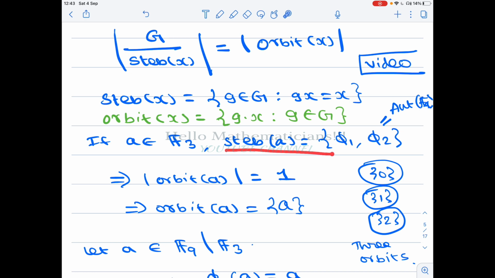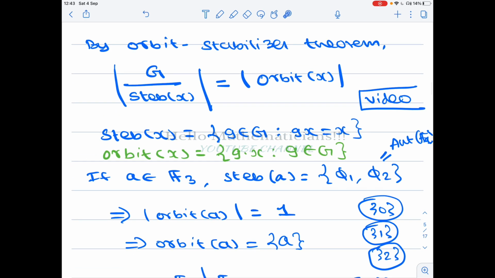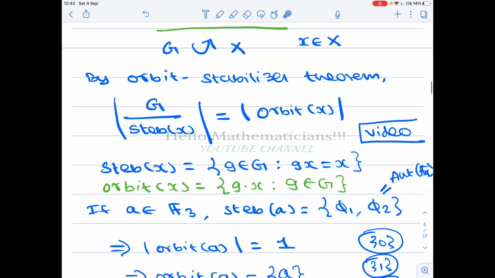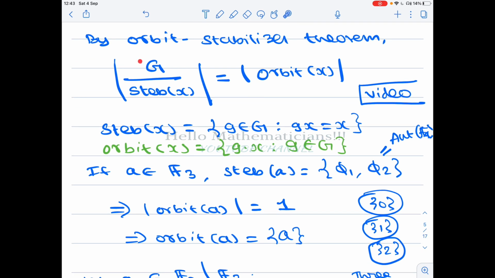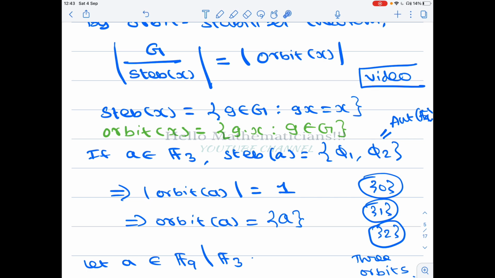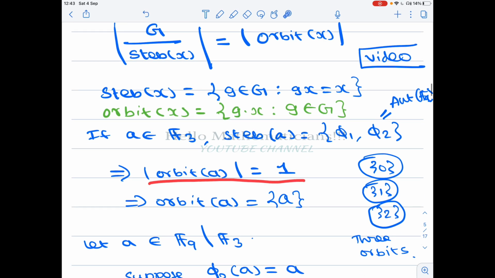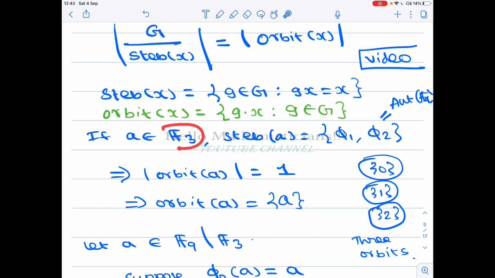Since the stabilizer has cardinality 2, you can use the orbit stabilizer theorem. G, the automorphism group, has only two elements. Now the stabilizer also has two elements. Therefore, the orbit will have 2 by 2, so only one element. So the cardinality of the orbit of a equals 1. In other words, the orbit of every element of the prime subfield will be just the element itself. So we got three orbits corresponding to the elements of the prime subfield.